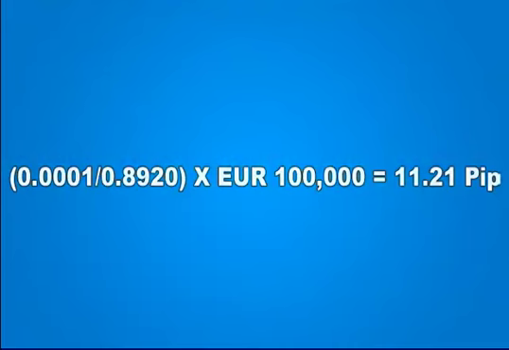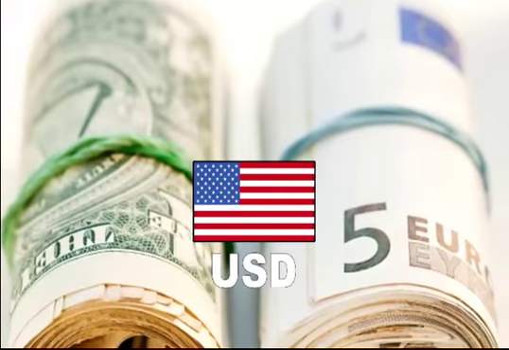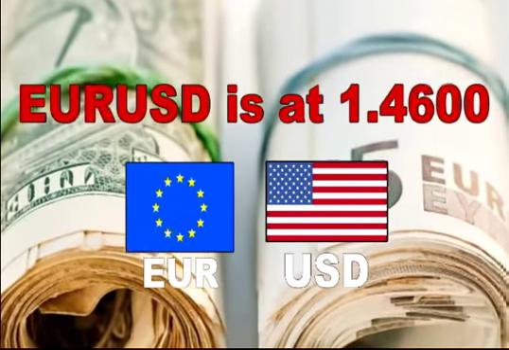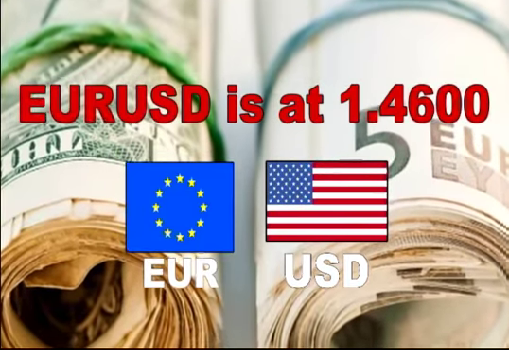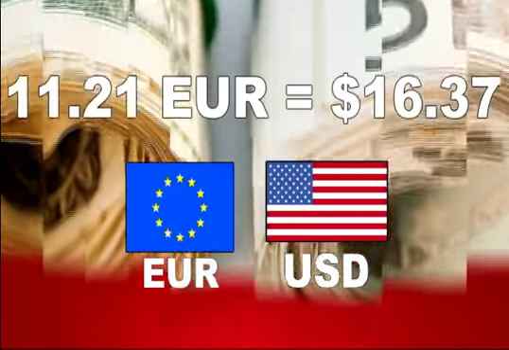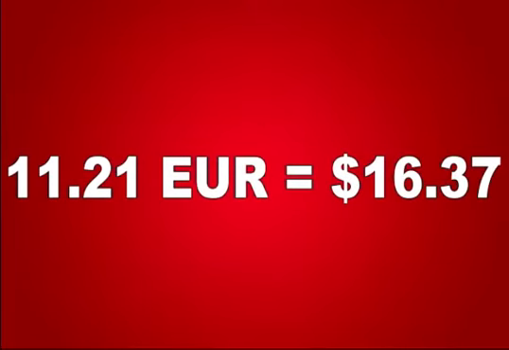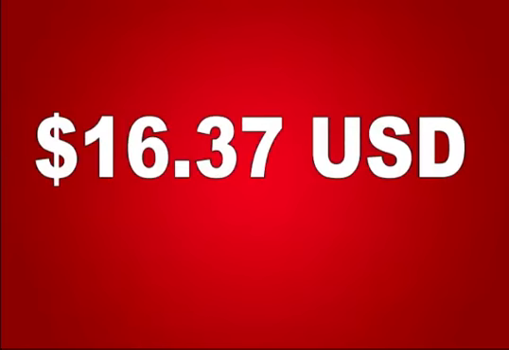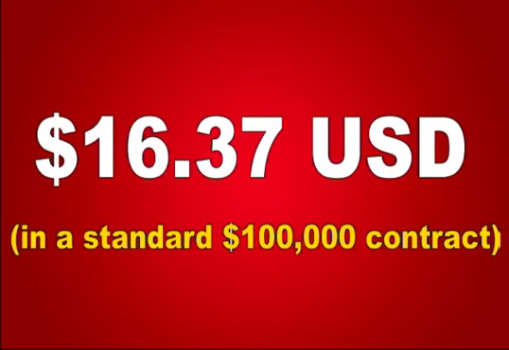And now we need to convert that into US dollar. Since the exchange rate for the euro US dollar is at 1.4600, 11.21 euro equals about $16.37. So each pip in the euro Great British pound pair equals $16.37 in a standard 100,000 contract.